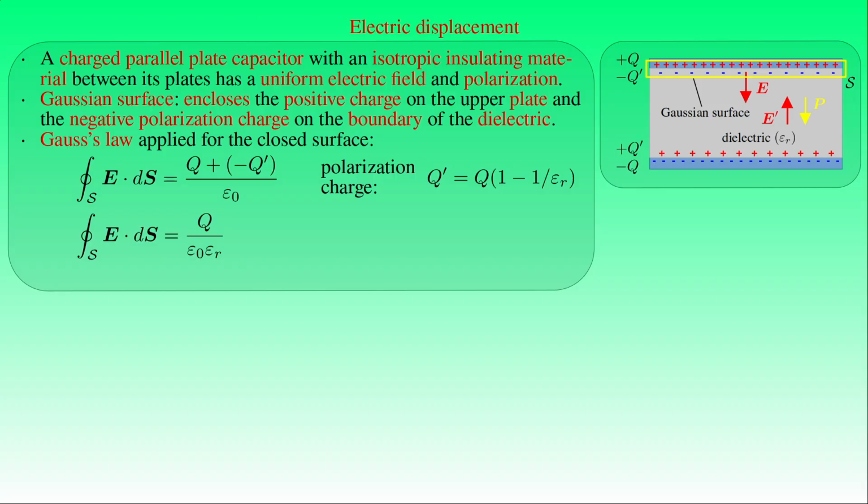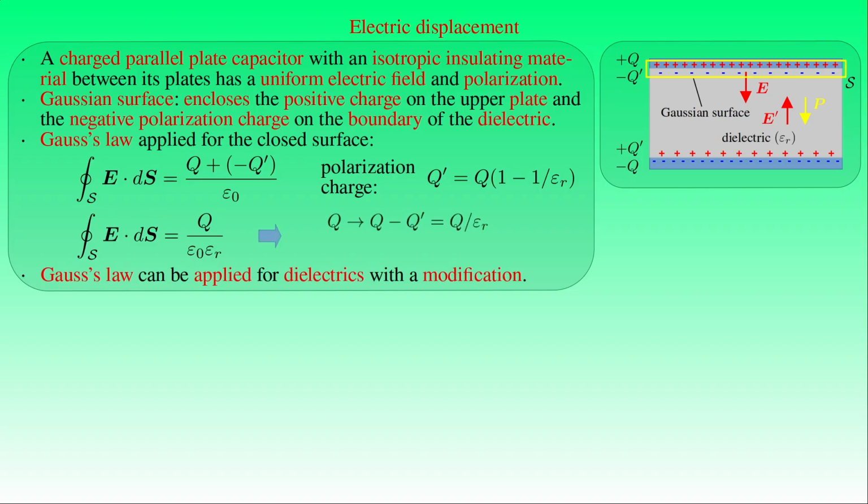According to this result, the form of Gauss's law derived for a vacuum can also be applied to a dielectric with the modification that the charge Q is replaced by Q minus Q', that is Q over epsilon r, due to the fact that the field strength E is epsilon r times smaller in the dielectric than in a vacuum. Or with the modification where we write epsilon r times E instead of the field strength E prevailing in the dielectric.